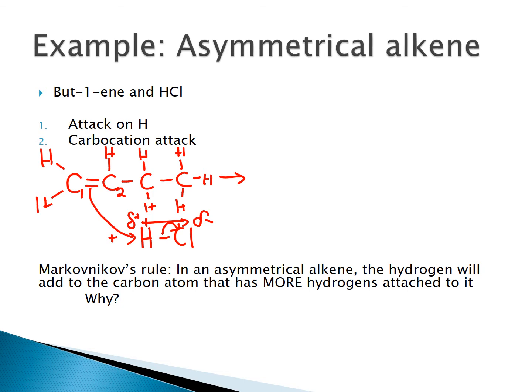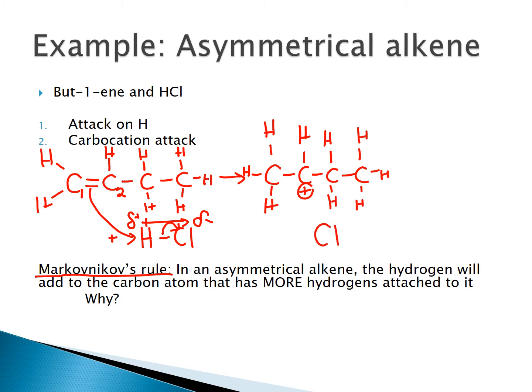Now, we have a rule called Markovnikov's rule, which is a super cool name. In an asymmetrical alkene, the hydrogen is going to attach to the carbon atom that has more hydrogens attached to it. Okay? So first let's draw that, and then we'll talk about why. All right, so the carbon that has more hydrogens attached is carbon 1, so it's going to get the hydrogen, and carbon 2 is going to become our carbocation. All right, and now we have a nucleophile, which is going to attack, and we're going to get our product.